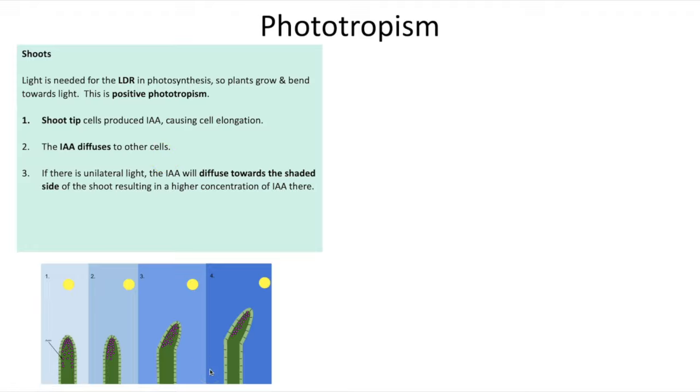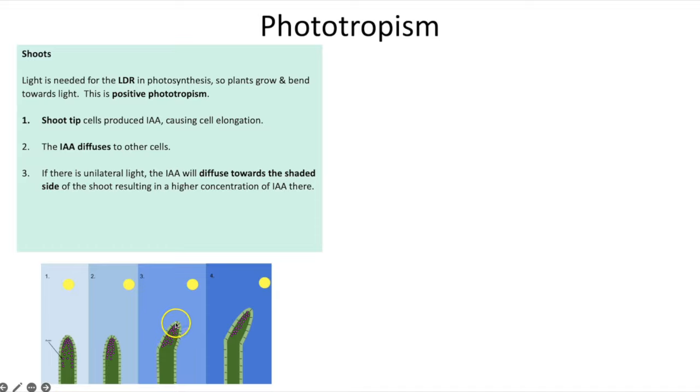And if there's unilateral light, the IAA will diffuse towards the shaded side, because unilateral means the light source is only on one side, which is what we can see here in image 2. The light source is slightly over to the right. So all of that IAA is going to diffuse to the shaded side, which is on the left. That will mean we'll get more cell elongation on the left-hand side compared to the right. So the left side of the plant is going to be longer than the right-hand side.